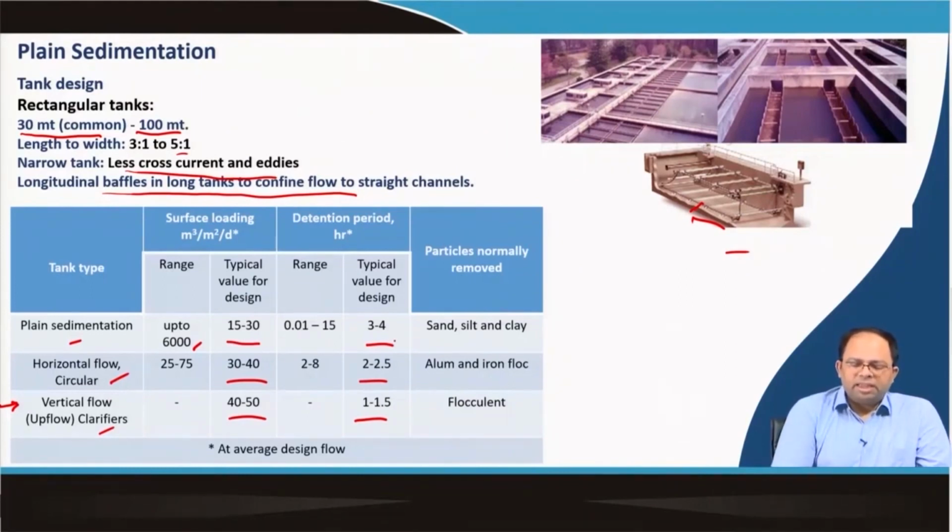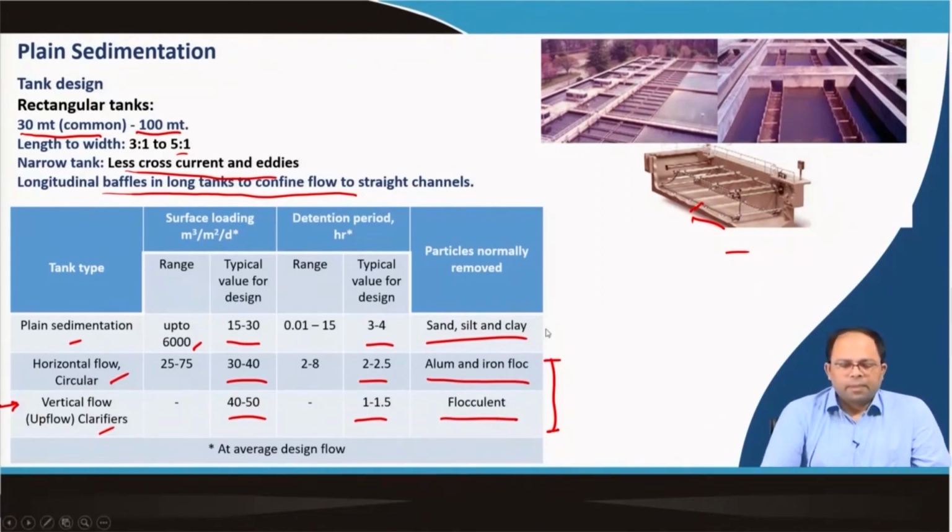So, usually in plain sedimentation we remove sand, silt and clay. In horizontal flow and circular tanks, we can use them after using coagulants, where clarification happens. So, alum and iron floc could be removed, and flocculant could be removed in vertical flow clarifiers. So, these two kinds of tanks could be used even after the use of coagulants.